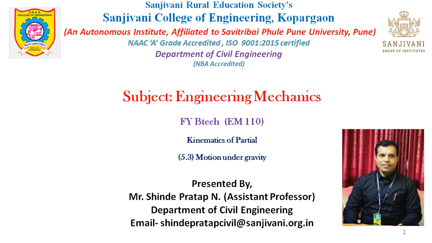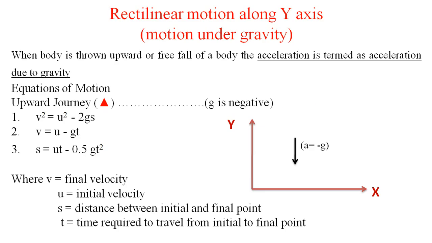Whatever formulas we derived in the previous lecture, that is v is equal to u plus at, v square is equal to u square plus twice as, and s is equal to ut plus 1 half at square. In all three formulas there is a, so that a here we have to replace by the g, that is gravity force. So rectilinear motion along y-axis, that is motion under gravity.